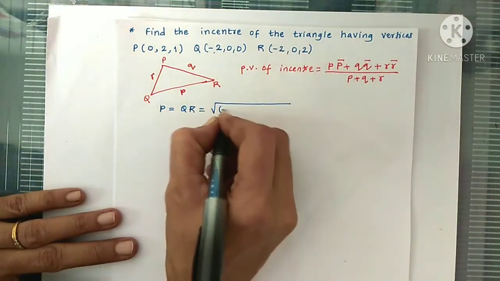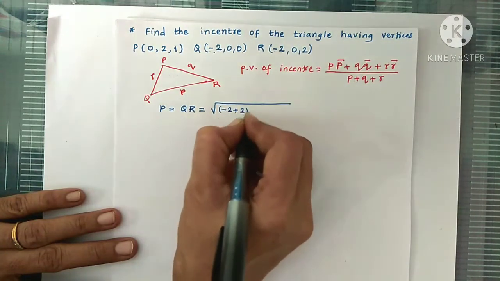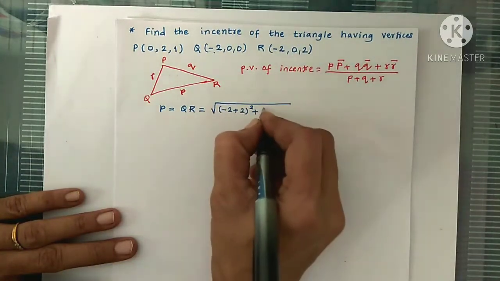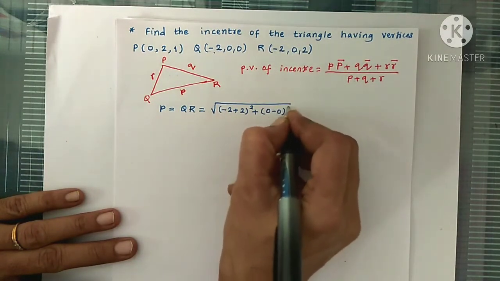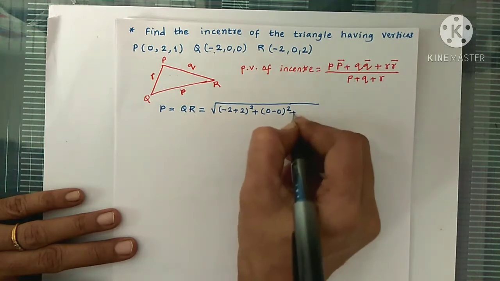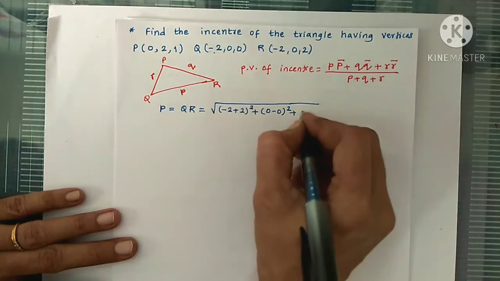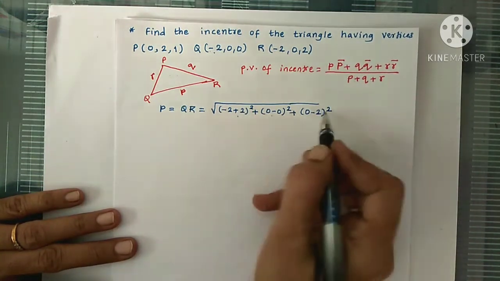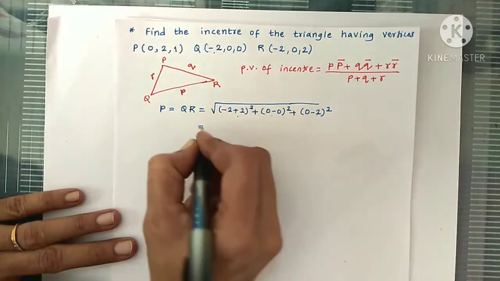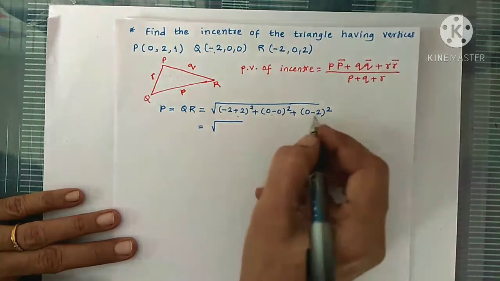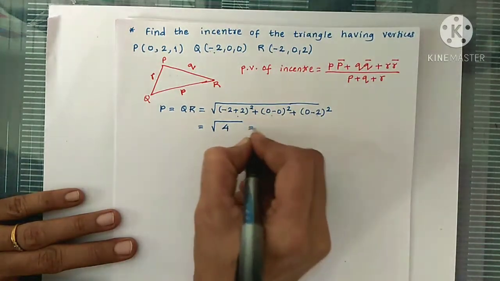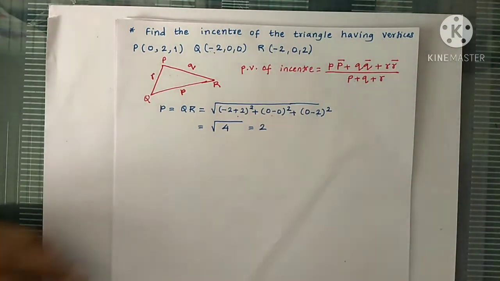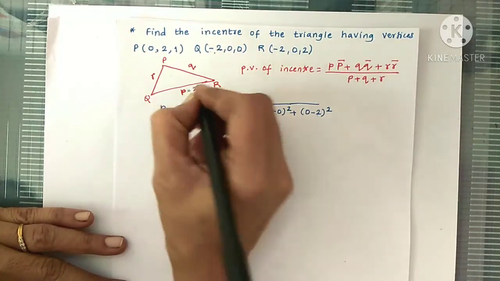So that becomes minus 2 plus 2 squared. The next one, both are 0, so it is 0 minus 0 squared. And for Z coordinates it is 0 minus 2 squared. So this one is 0, this is 0. We get only one term here, which is minus 2 squared, that is 4, and the square root is 2. So we have length p equal to 2.